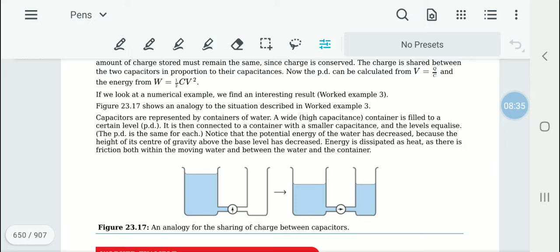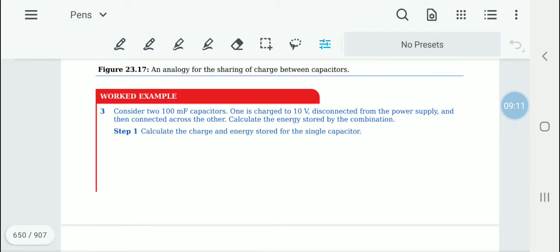Then it flows through, because the potential difference is going to be the same for each. Now the potential has decreased. Then energy is removed as heat when this charge is moved from the first capacitor to the other. So that is how it happens. Now let's look at the worked example here, then you would be able to figure out what they are talking about.